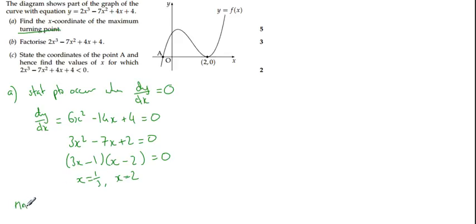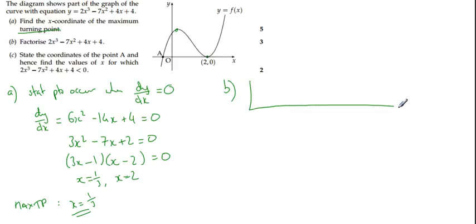Okay, for the maximum turning point, you can see here that the 2 is the minimum turning point, the maximum turning point is here. So x is equal to a third. Okay, for part B, we are factorizing that term.